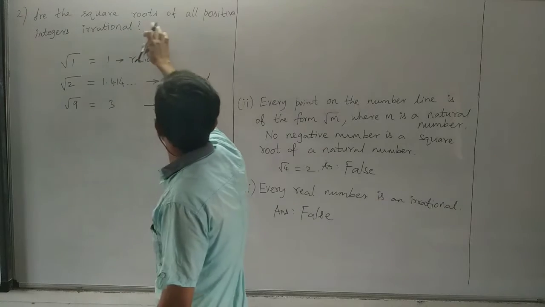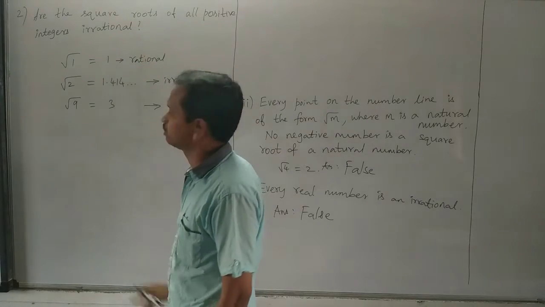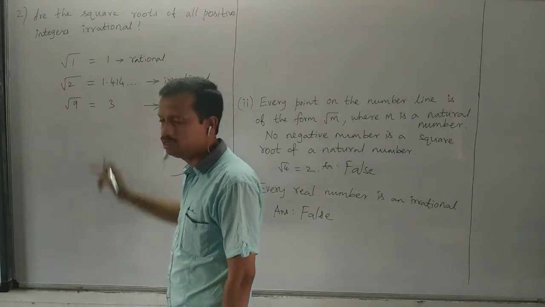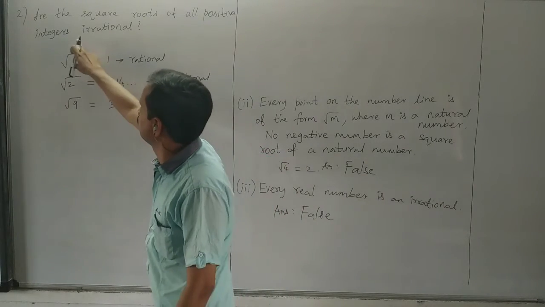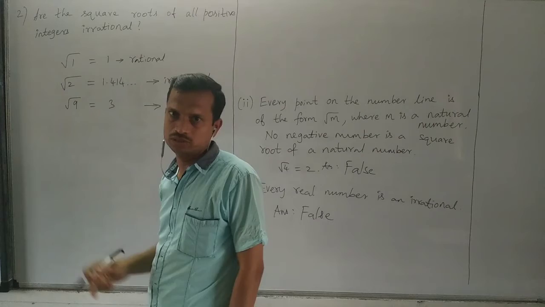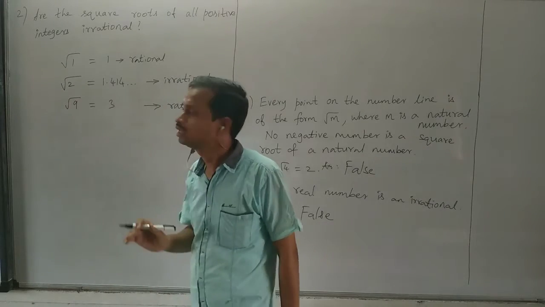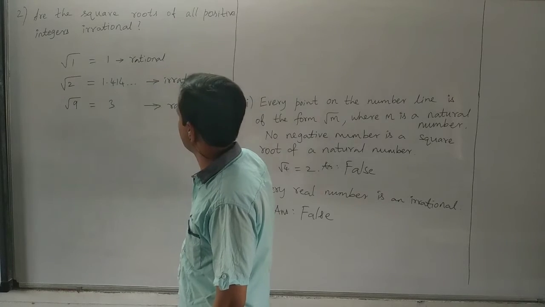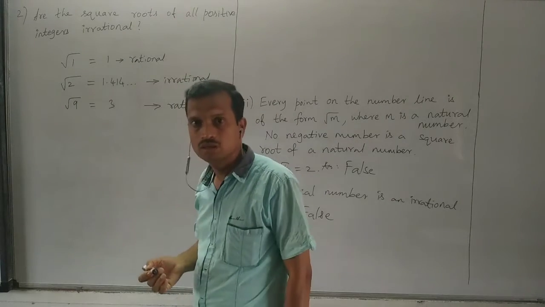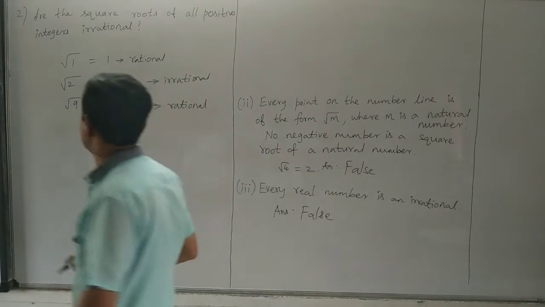So, is the square root of all positive integers irrational? All positive integers means 1, 2, 3, etc. It is given in the question, and you have to say yes or no. Here, rational. Here, irrational. Here, rational. Therefore, the answer is no.